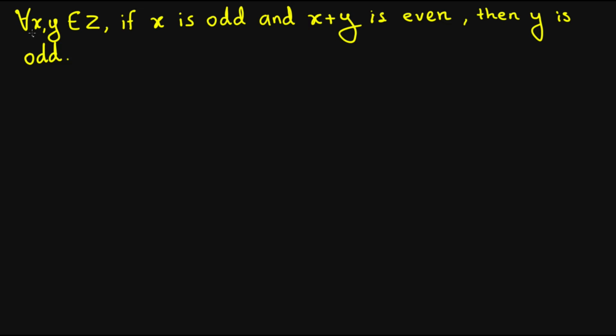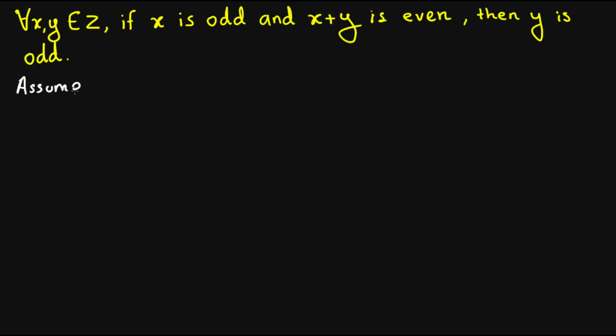In this video we are going to see how to prove this proposition. This proposition says for all x, y belonging to the integers, if x is odd and x plus y is even, then y is odd. Now let's see how to prove this one. First we are going to assume x is odd and x plus y is even, as mentioned in the proposition.